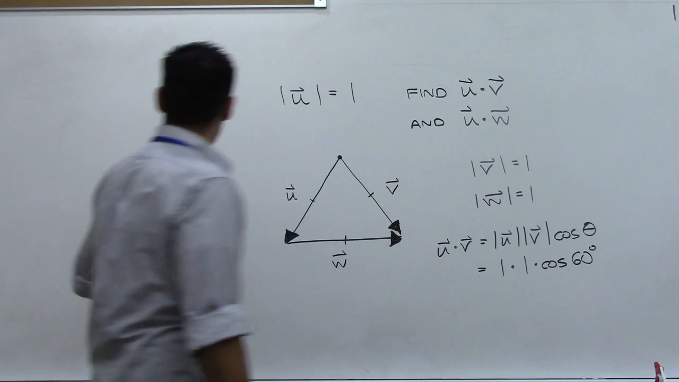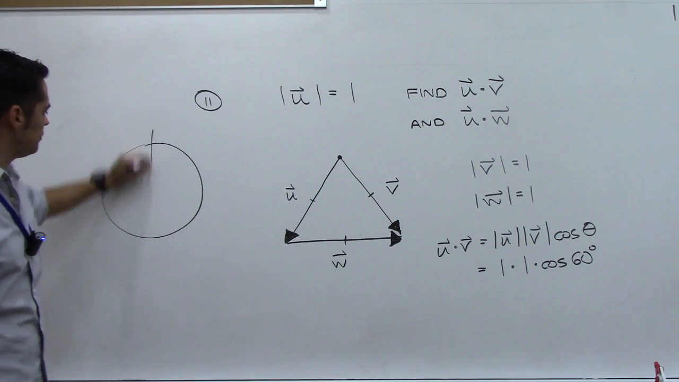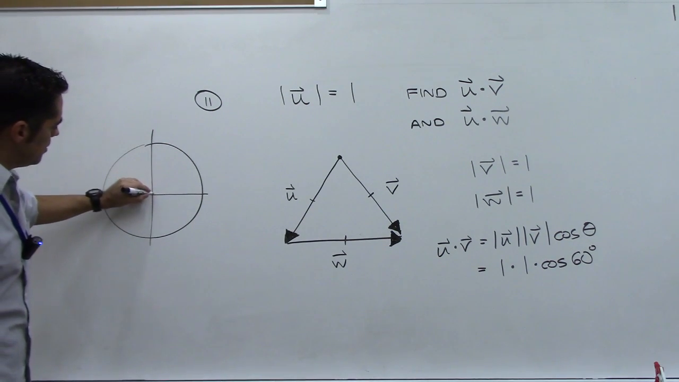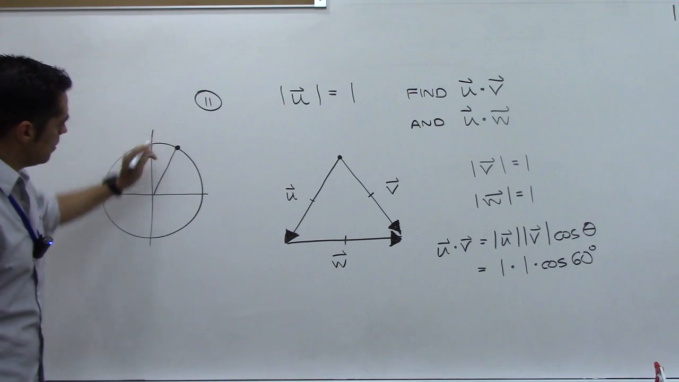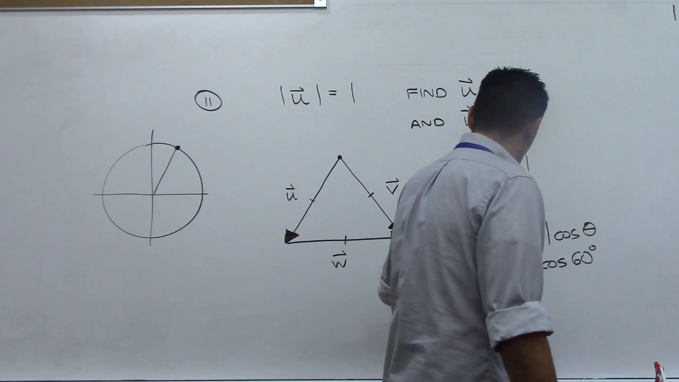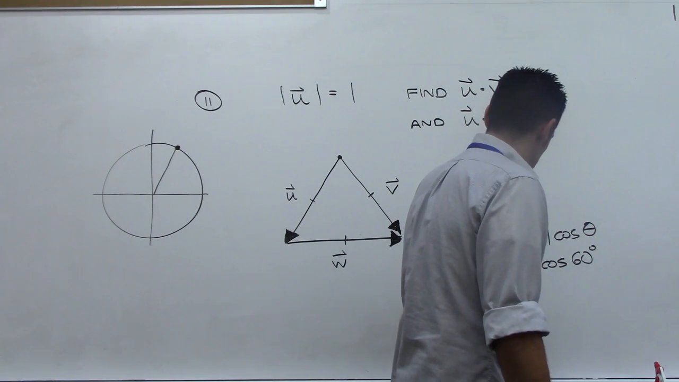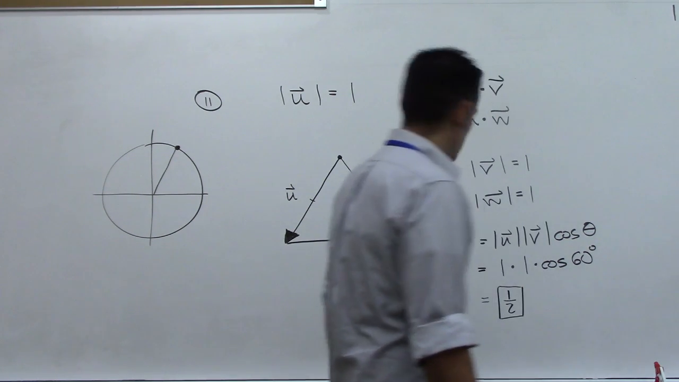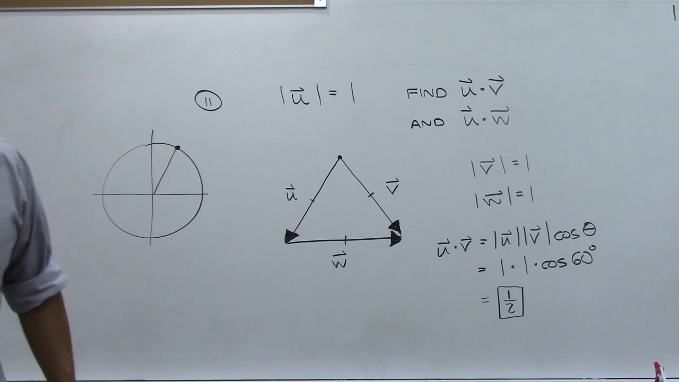Cosine of 60 degrees, back to that unit circle. 60 degrees is up here. Cosine is the x-coordinate, which is 1/2. So this should just be 1 times 1 times 1/2, which is 1/2. So u dot v is 1/2.